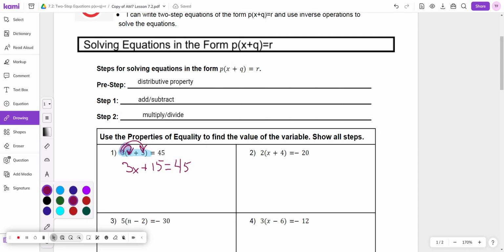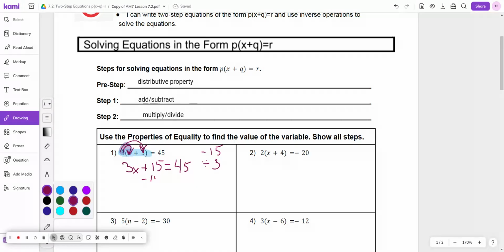Now looking at my strategy with add, subtract, multiply, divide, my strategy is going to be to subtract 15 from both sides because I'm adding 15. And then the 3 and the x: I see that x is being multiplied by 3, so the inverse of multiplying by 3 is dividing by 3. So that's my strategy. I'm going to subtract 15 from both sides, and then I'm going to divide by 3.